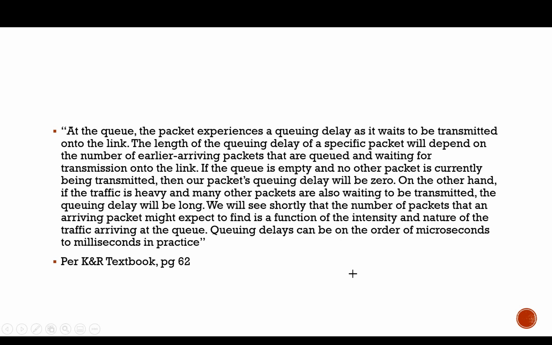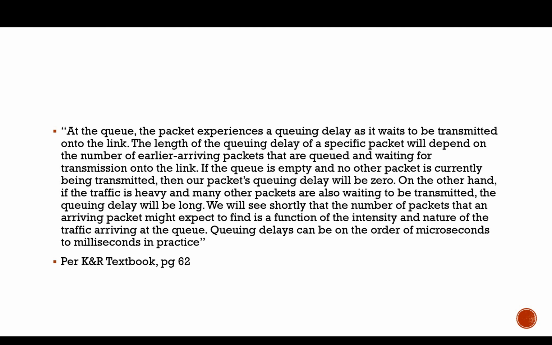Okay. So an excerpt taken from the textbook. At the queue, the packet experiences a queuing delay as it waits to be transmitted onto the link. The length of the queuing delay of a specific packet will depend on the number of early arriving packets that are queued and waiting for transmission onto the link. If the queue is empty and no other packet is currently being transmitted, then our packet queuing delay will be 0. On the other hand, if the traffic is heavy and many other packets are also waiting to be transmitted, the queuing delay will be long.